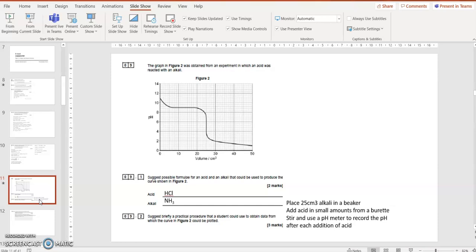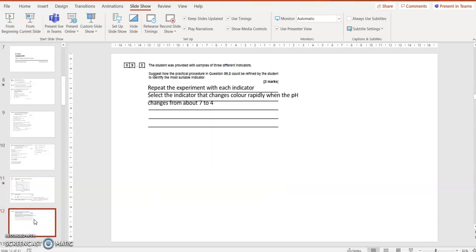It's curving above pH 7. It's curving off again below pH 4. So I'm looking for an indicator that changes between pH 7 and pH 4. And you just repeat the experiment now with an indicator and look for an indicator that changes between those 2 pH values.